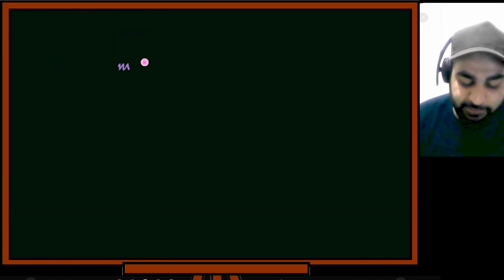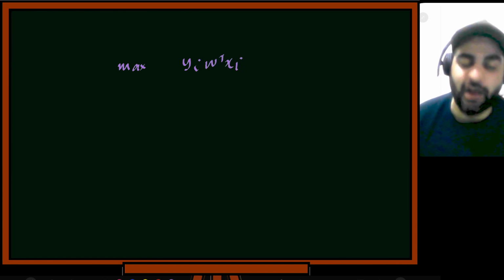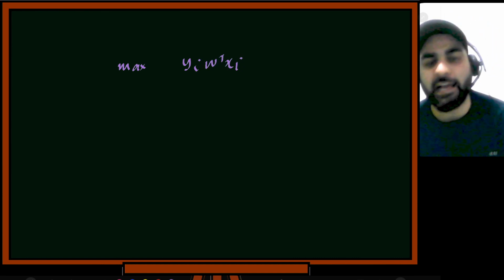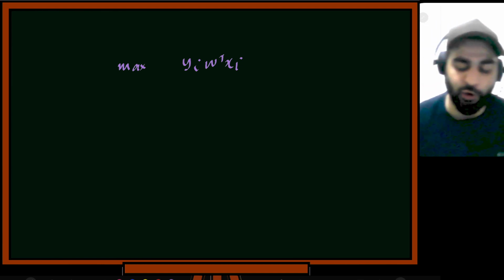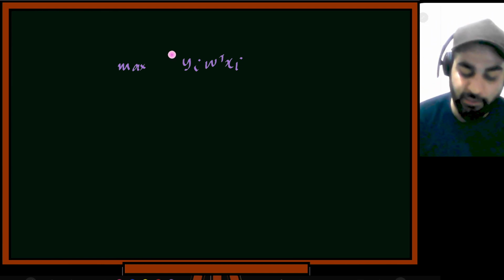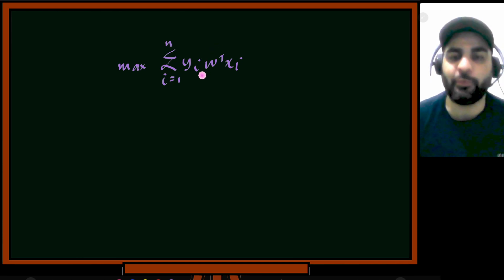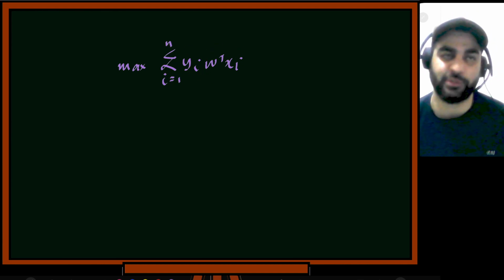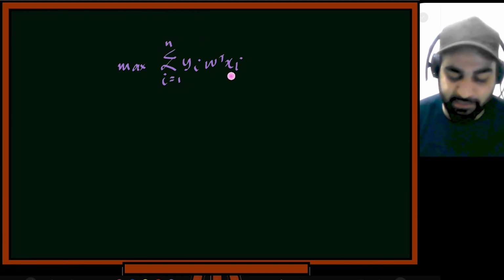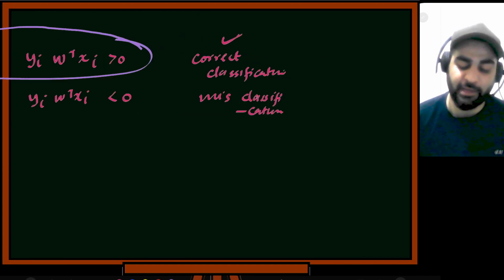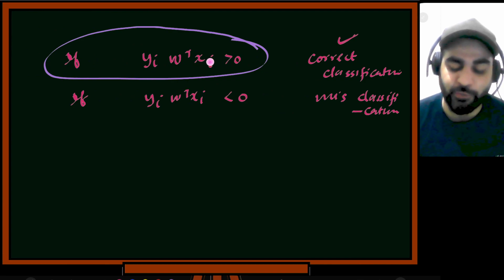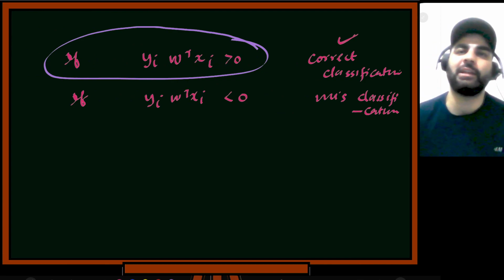So what was the problem? I have to maximize this yi W transpose Xi. Why do I have to maximize it? Because I want it as positive as possible. Let's suppose for all the points, i goes from 1 to n. Let's suppose I have n points. For all the points, I want this to be as positive as possible. I want to maximize this because I told you that for all of these it should be positive. So when you add positive quantities together, you will get a positive quantity.